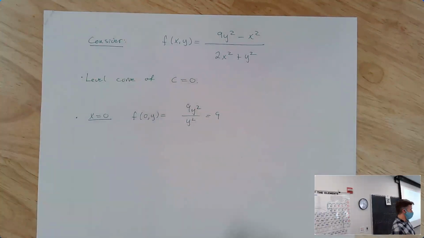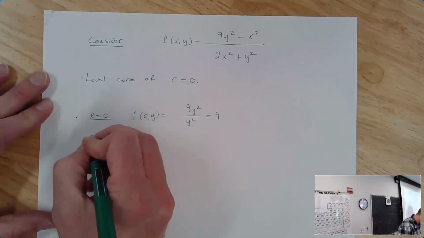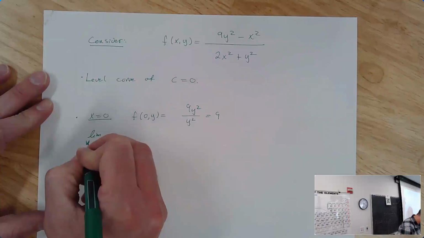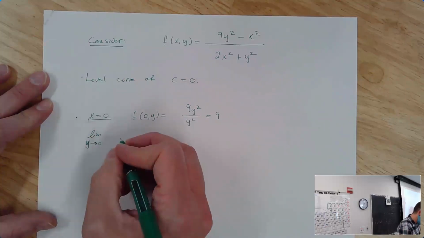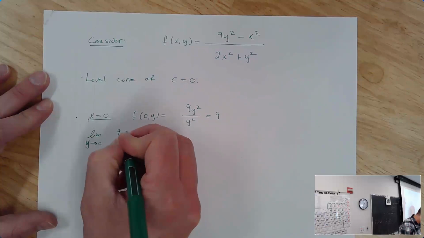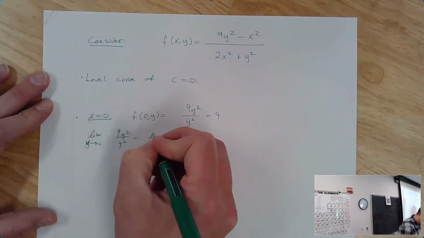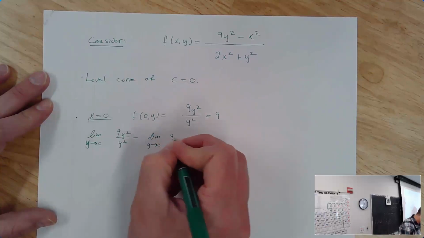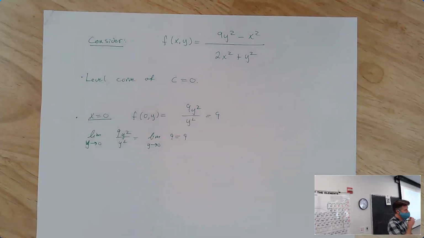So when x is 0, it's 9. So I should really say on this path, the limit as y approaches 0 on the path x equal to 0 of 9y squared over y squared is the limit as y approaches 0 of 9, which is 9. But really what you should be thinking of is, in 3 dimensions, if you were specifically on the x equals 0 plane. Sorry, x equals 0 is not an axis, it's a plane. The x equals 0 plane is the yz plane. Sorry, I got that totally backwards. On the yz plane where x equals 0, the function is equal to 9 the whole time.